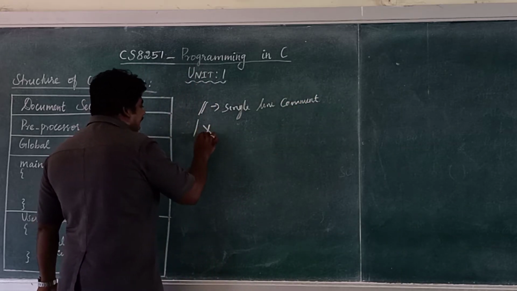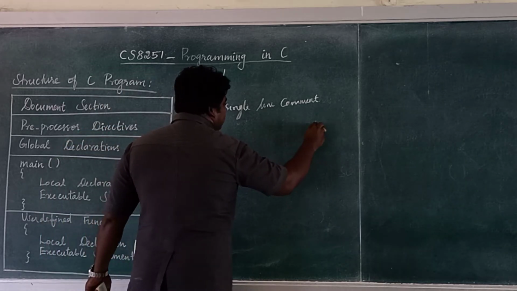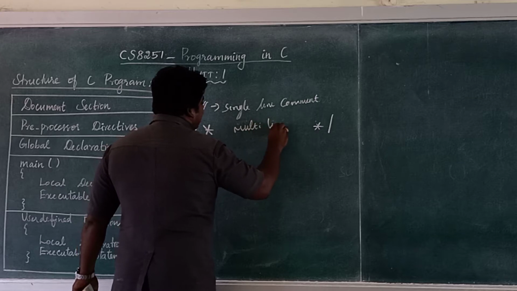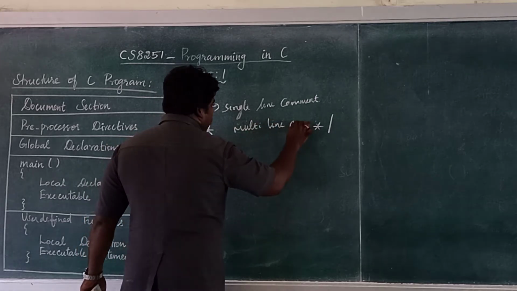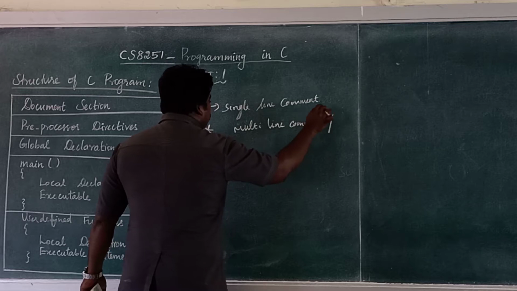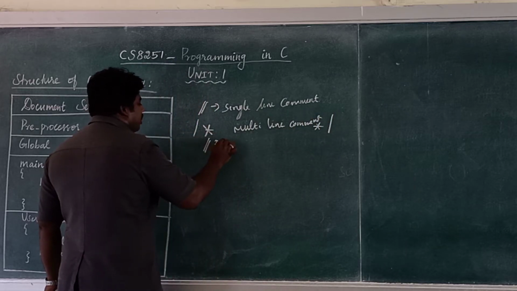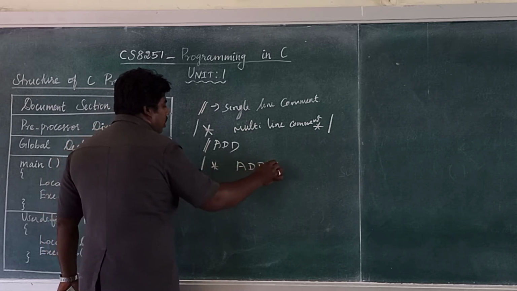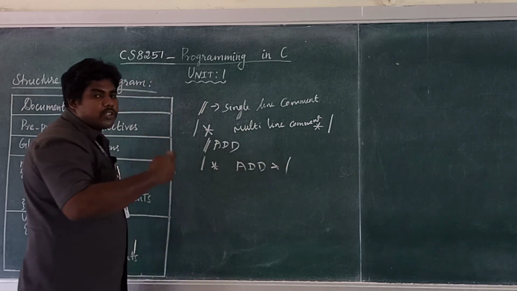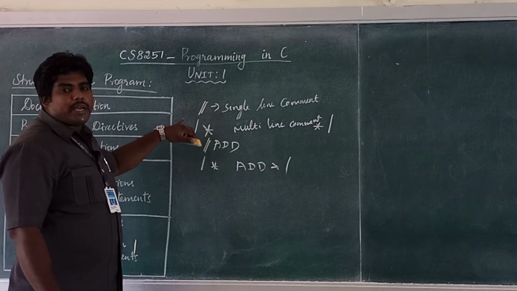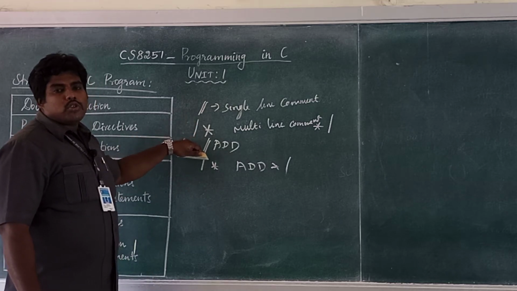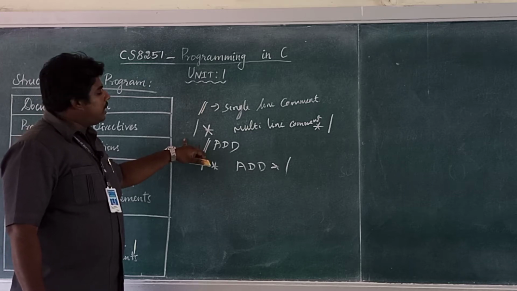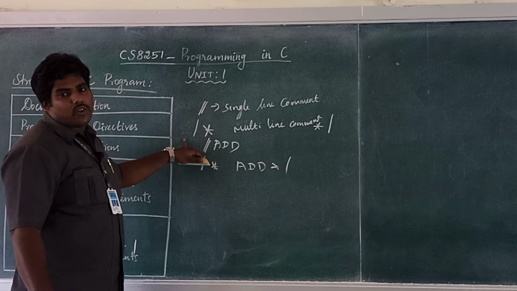The second one is slash star, then again star slash. This is a multi-line comment. You can give more explanation about the program by using a single line comment or multi-line comment. The document section is not the important thing. If you don't use the document section also, your program will work.